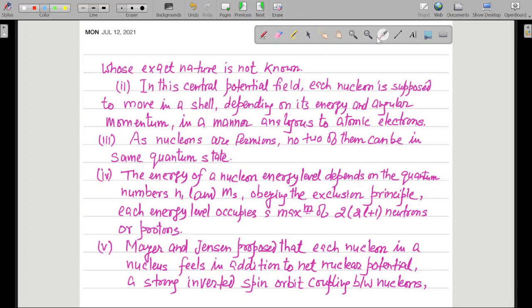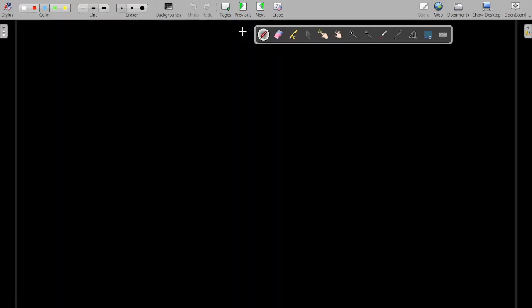Although we have nothing to deal with electrons because we are learning physics, we have to deal with neutrons and protons, not electrons. But in chemistry, in lower classes, we have learnt about Pauli's exclusion principle. What does it mean? Let us see.